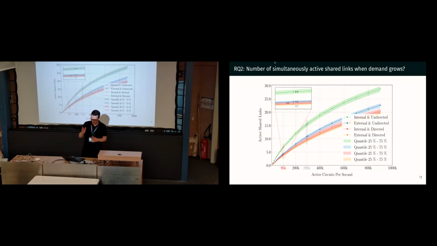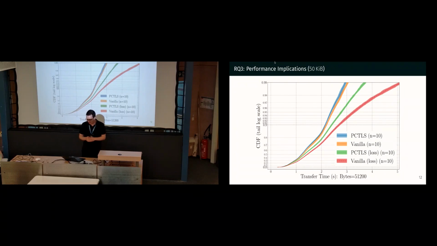And if the network would come to its bandwidth limit, which is marked in gray, with a gray box, then we would have around 9 to 15% of shared links. And for the last research question, the performance implications, we did shadow measurements for 2 scenarios, one without packet loss and one with packet loss.